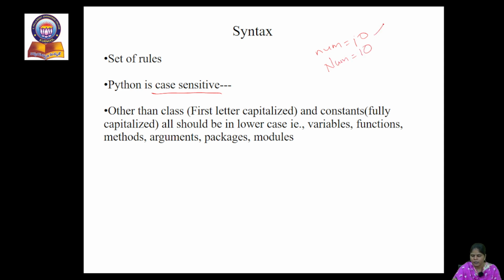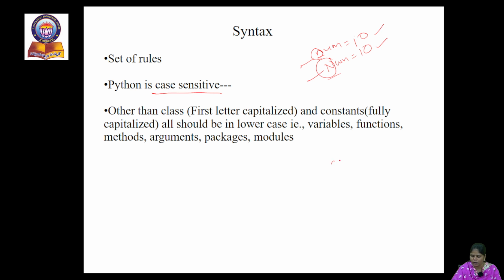will be treated as different variables: this will be treated as one variable as n, and here I am using capital N. Lowercase n will be considered as one variable, and this capital N will be considered as another variable. So based upon the case sensitivity, variables can be differentiated. Other than classes and constants, everything should be in lowercase. Class should start with a capital letter.